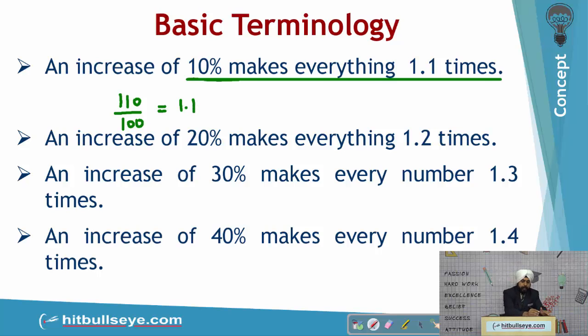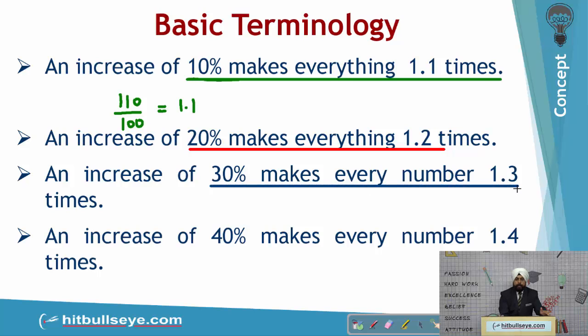Similarly, if we say that something is increased by 20%, it will become 1.2 times. In the same way, an increase of 30% will make any number 1.3 times, and an increase of 40% makes everything 1.4 times. This is something which will make your calculations quite easy.